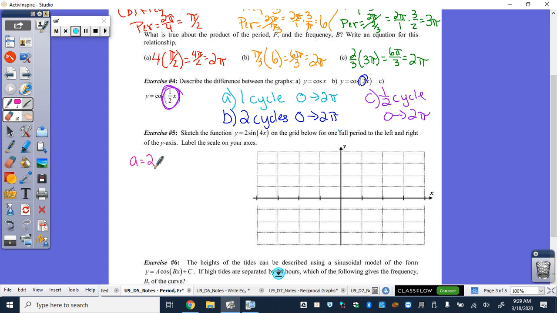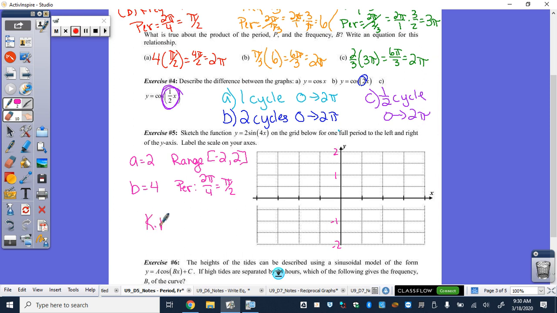So amplitude is 2. That means our range is -2 to +2. Because I can, I'm going to spread that graph out and do every other one as a 1. My frequency is a 4, so that means my period ends up being pi over 2. So by the time I get to 90 degrees, I need to have one complete sine curve drawn.